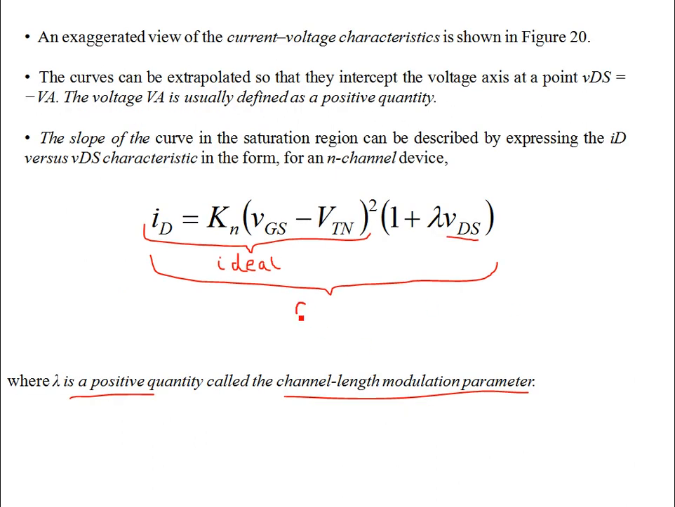So this is the actual case of IV characteristics, and this is not exactly quadratic. It depends on the channel length modulation parameter lambda, and it depends on the field that is being created by VDS. There's an exaggerated view of this current voltage characteristic shown in figure 20.